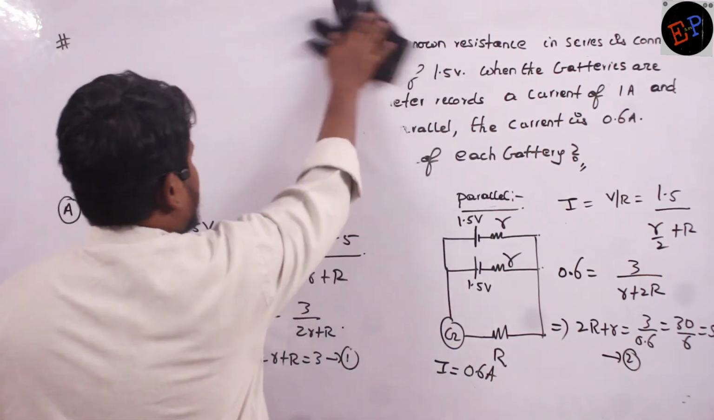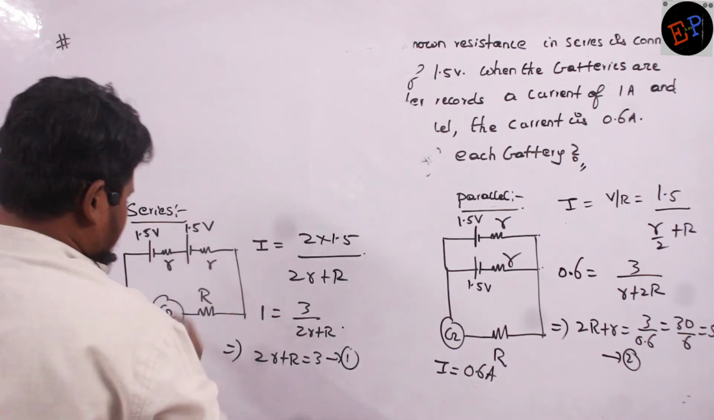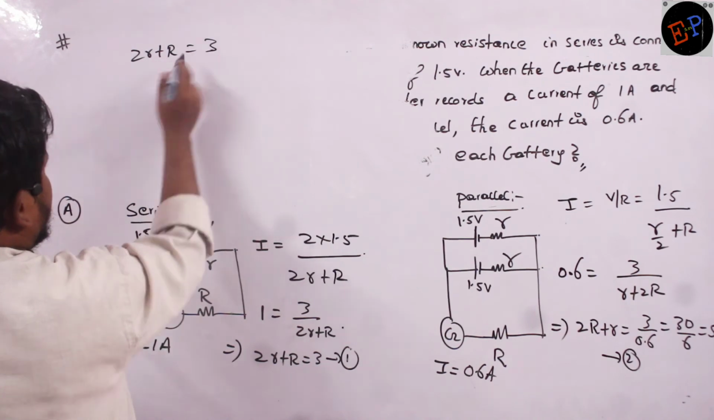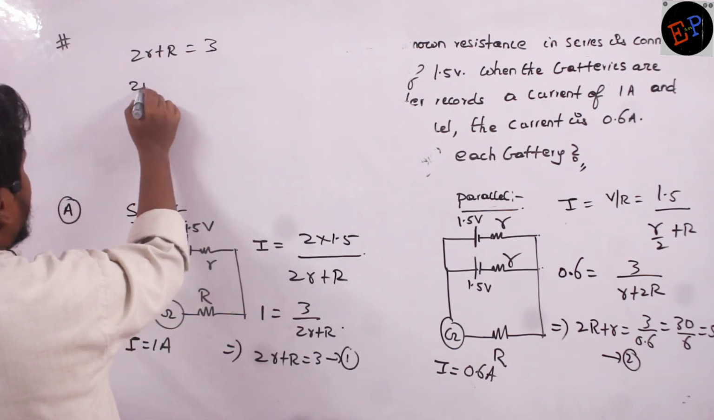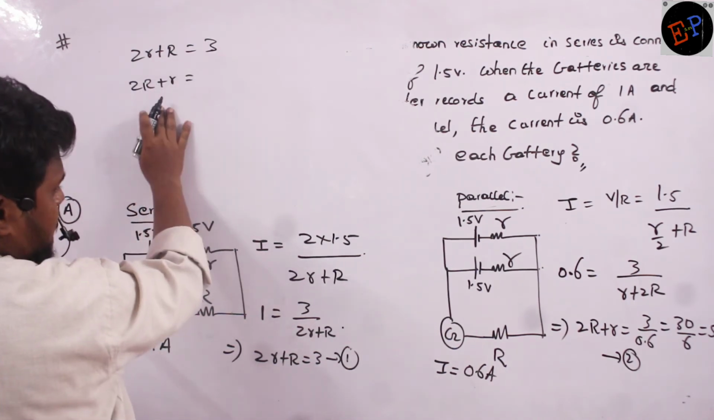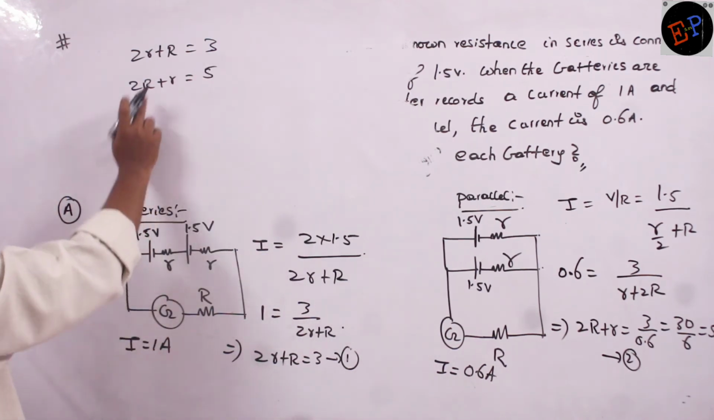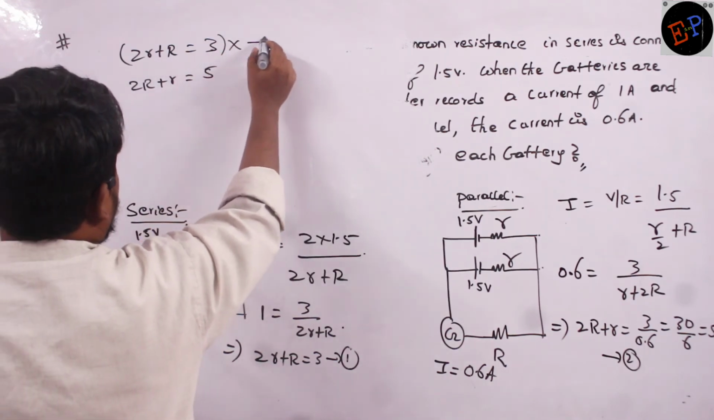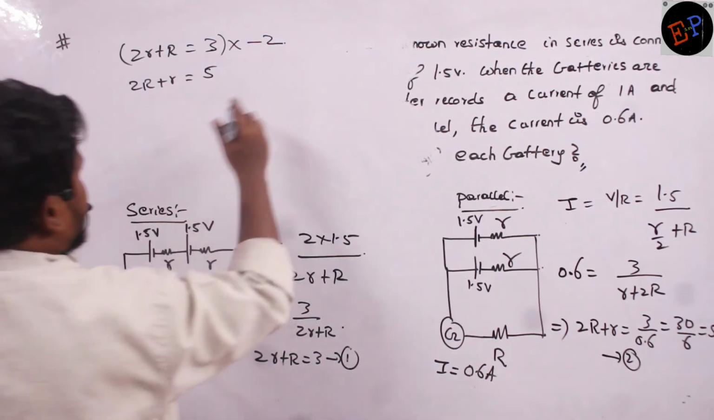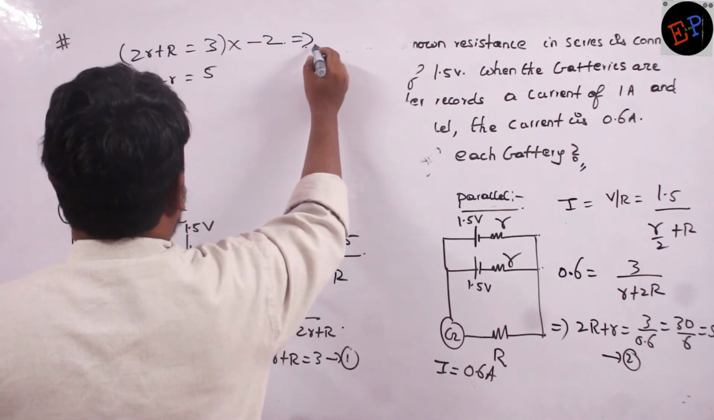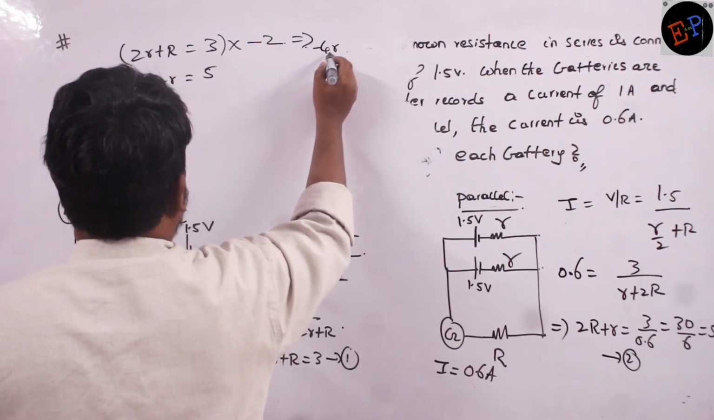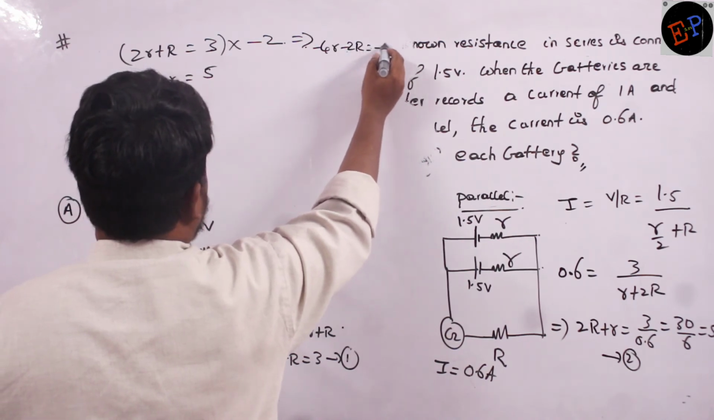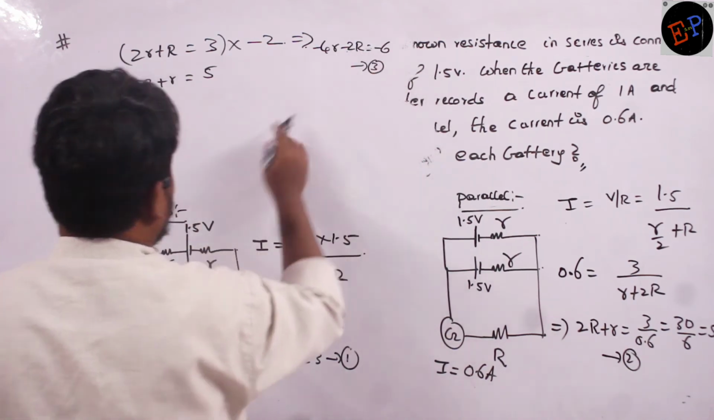Okay. So here we will do the calculation. First equation is 2R plus R is equal to 3. Second equation is 2 capital R plus R is equal to 5. I want to remove R. So what I will do, I will multiply this total equation with minus 2. If I multiply this total equation with minus 2, what I will get? Minus 4R minus 2R is equal to minus 6. Let it be my third equation.